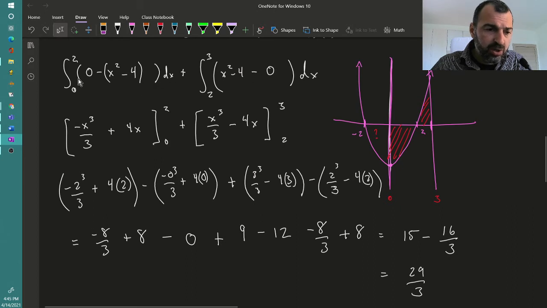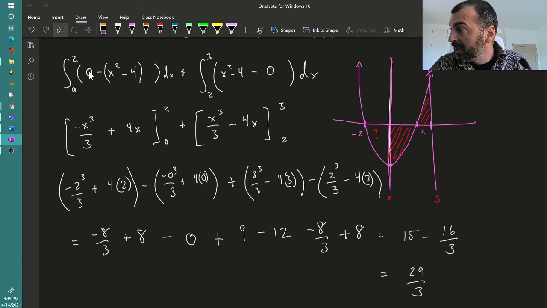So what you want to do is just observe that formula. Make sure your above function is here and your below function is here. Remember that the x-axis is a function, and it's y equals 0. Its function is 0. All right. Let's keep going.